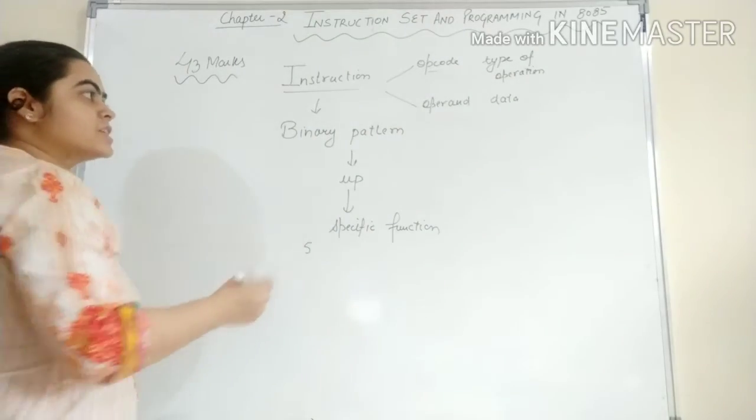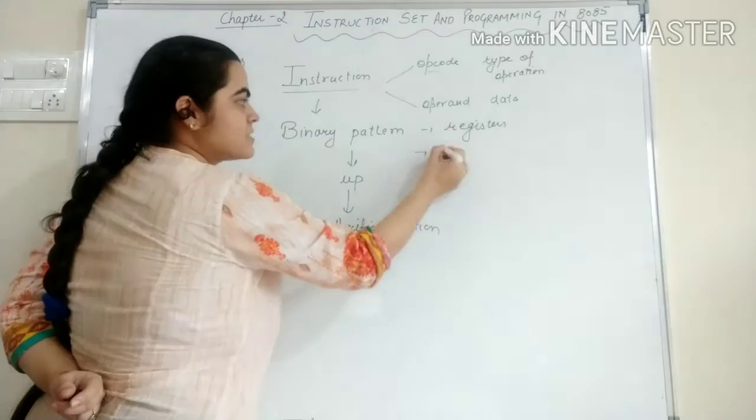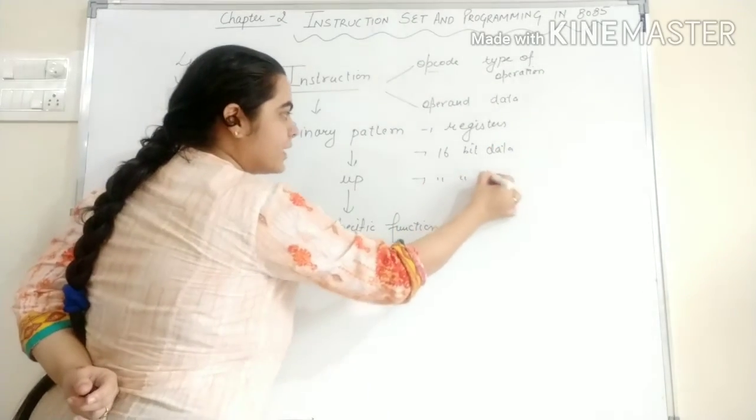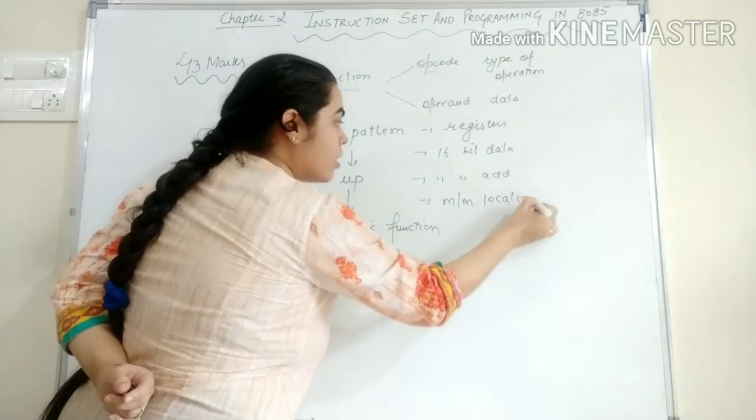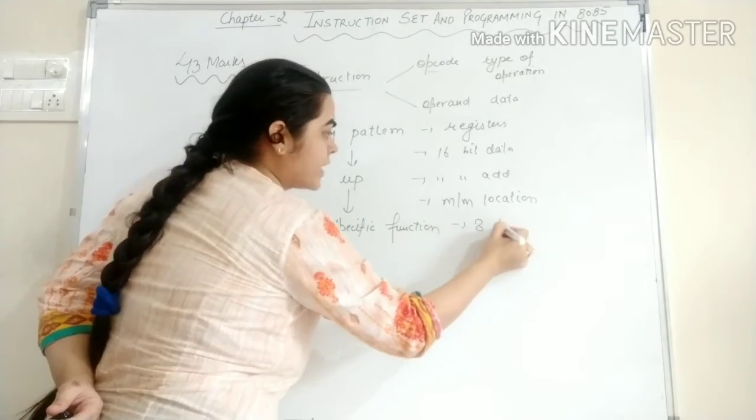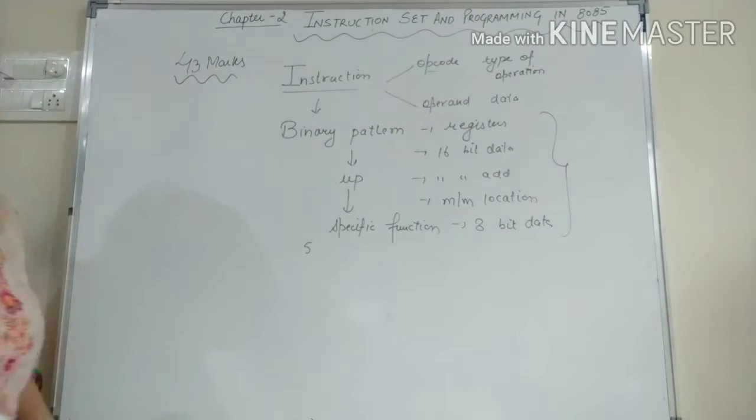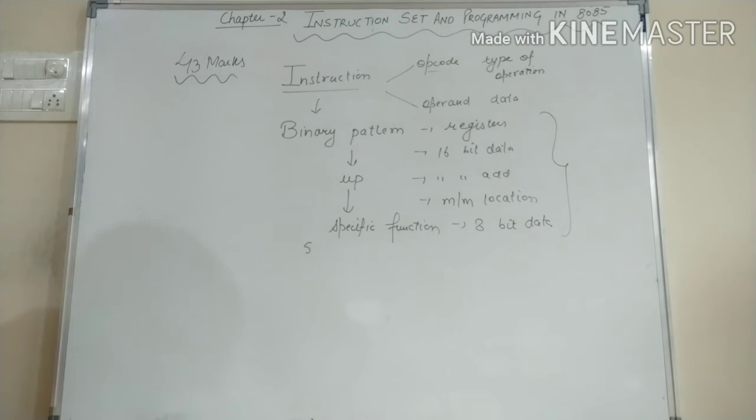So operands we can specify either with the help of registers, or with the help of a 16-bit data or 16-bit address, or it may be any memory location where our data is stored. Okay, or it is 8-bit data. So different ways are there using which we can specify the operand in 8085. Okay students, I hope you understand the definition of instruction.